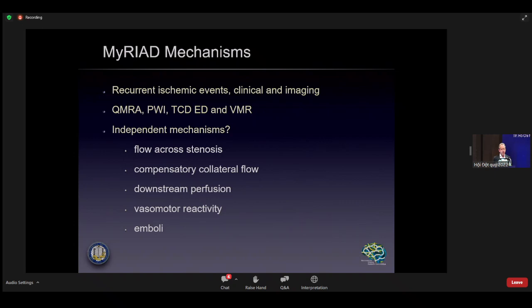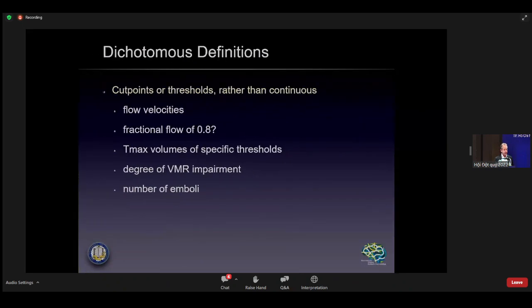It was very difficult to find which was the most important mechanism of stroke in ICAD, and that's because they run together. The mechanisms go together. When you have low flow in the downstream territory, you're more likely to lodge embolic events. And there are a lot of combinations of these mechanisms that go together.